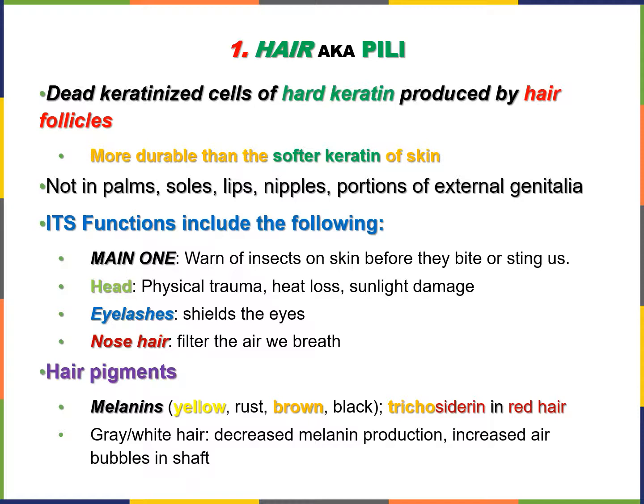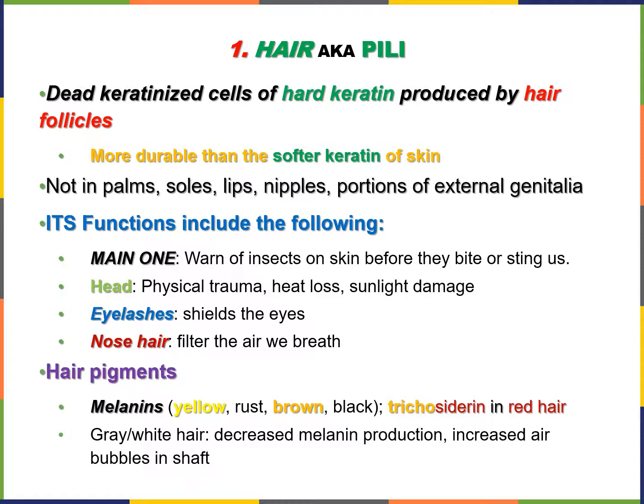Of course, we don't find hair in the palms, the soles, the lips, the nipples, and other portions of the external genitalia. If we had hair in the palms, then it'd be harder to grasp things, to hold things, to manipulate things. Its functions include, the main one being, the warning of insects on the skin before they might bite us, or something that we've lightly touched up against that we're concerned about. So it's a form of communication with the environment.